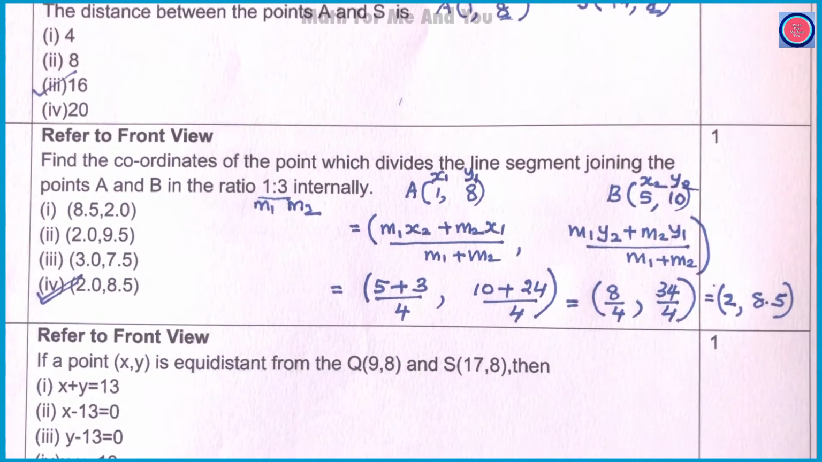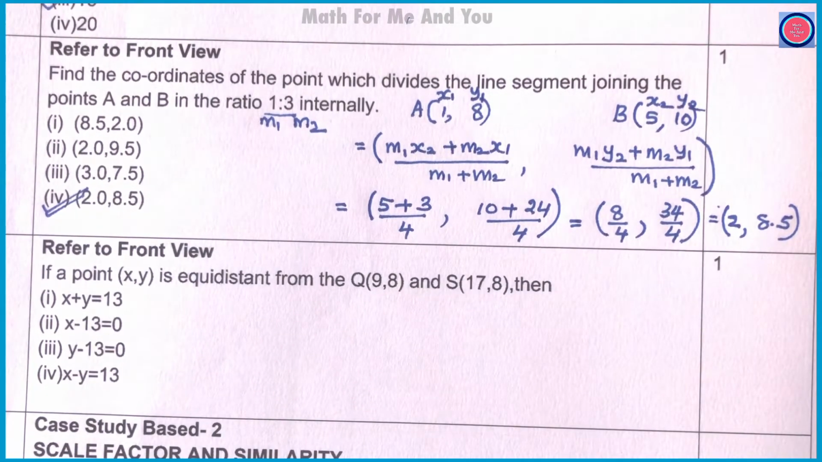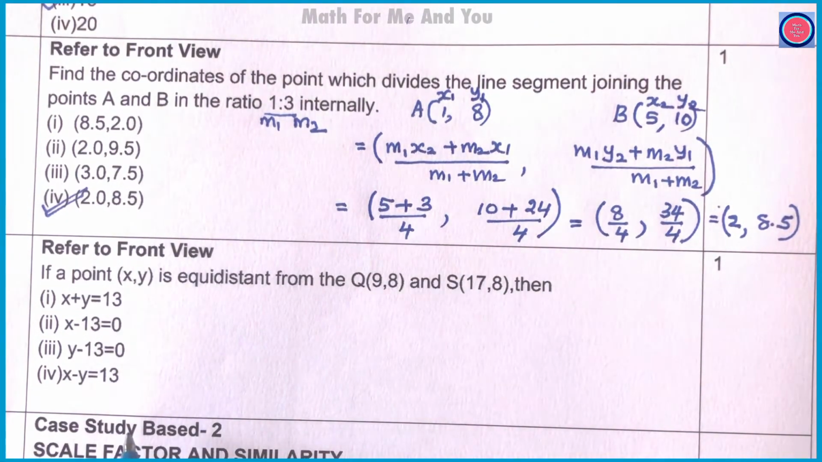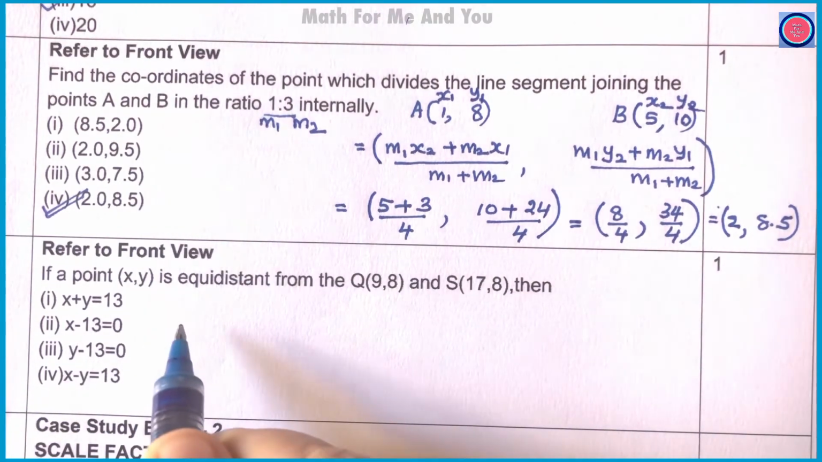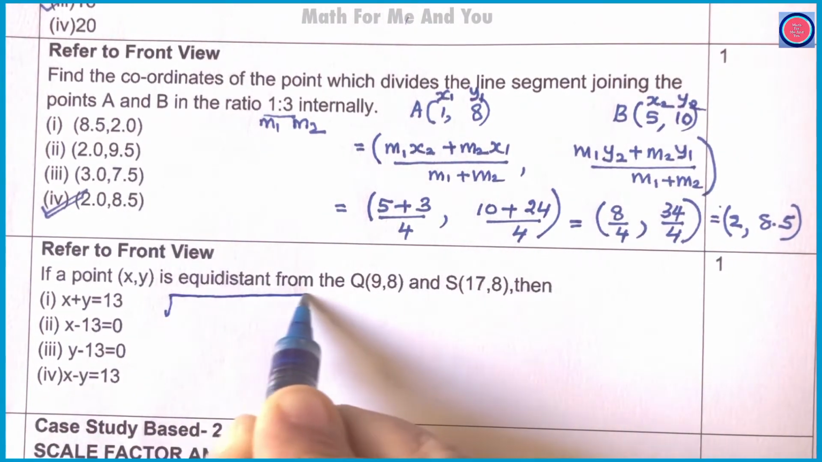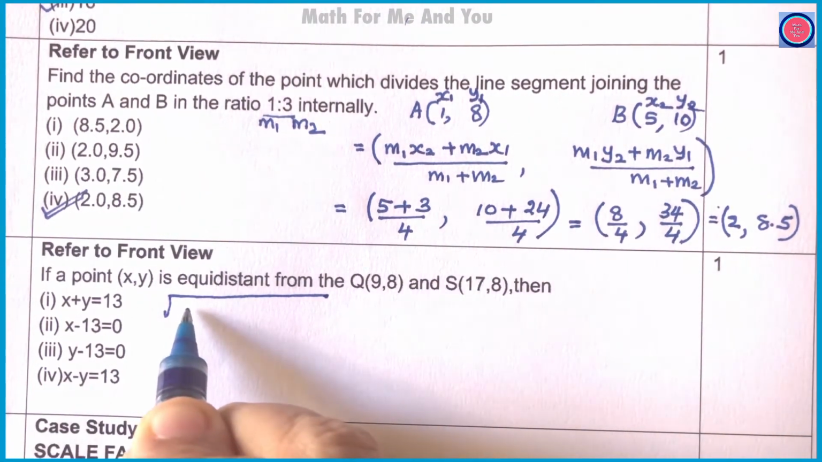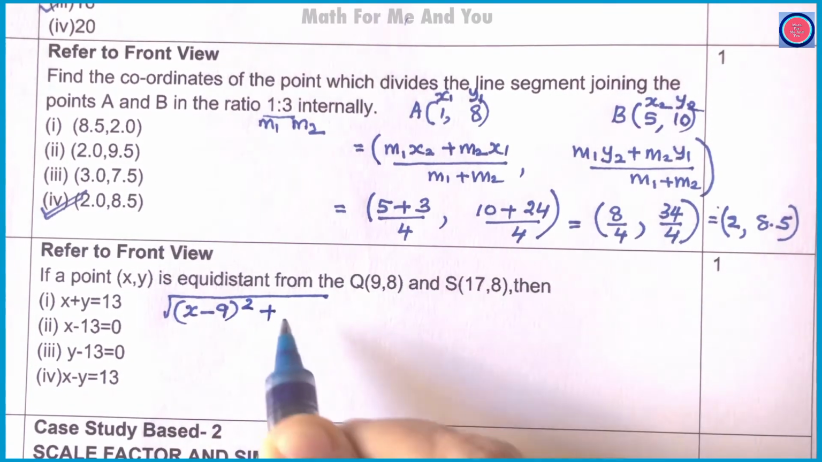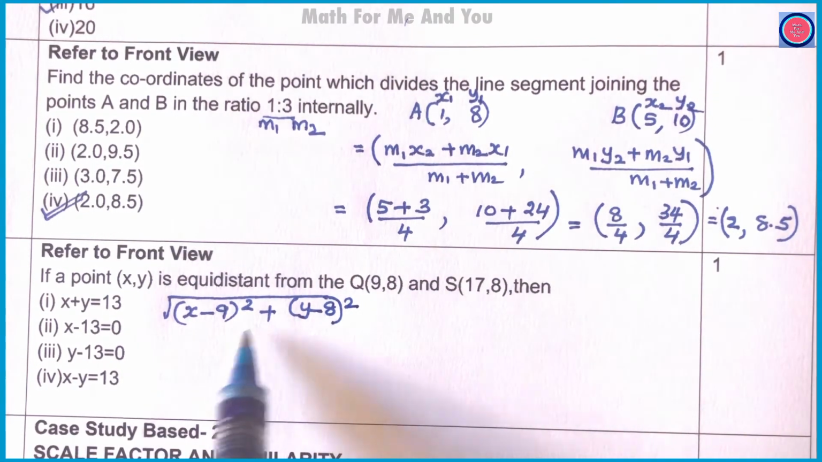Next question. If a point xy is equidistant from the point Q 9, 8 and S 17, 8, then we have to find which of the following equations is correct. Here it is equidistance. That means we need to use the distance formula and find the distance between 9, 8 and xy. Also find the distance between 17, 8 and xy. 9, 8 and xy. What is the distance? X minus 9 the whole square plus y minus 8 the whole square. We use the formula x2 minus x1 the whole square plus y2 minus y1 the whole square.